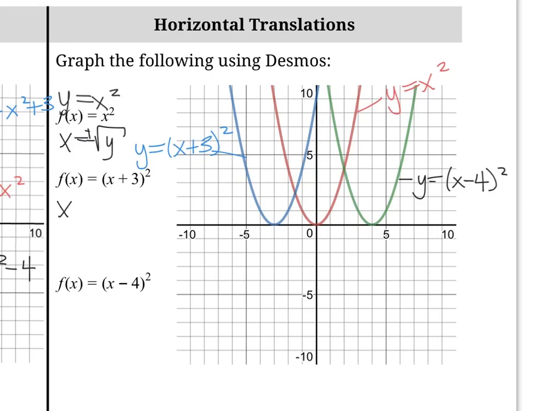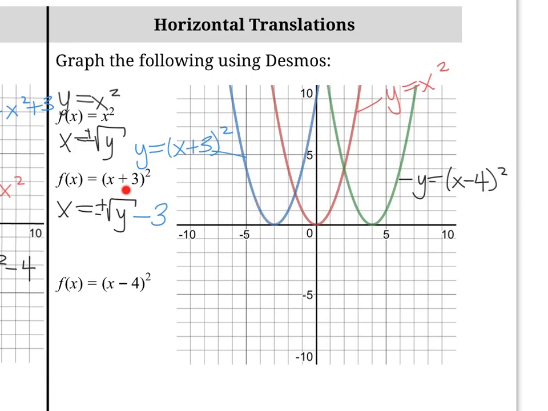Now that we have our x coordinate isolated for us, we have x is equal to plus or minus the square root of y. And if I want to move it left, I'm going to subtract 3. And that's going to take every x coordinate and move it to the left 3. And we're going to get this blue guy right here.